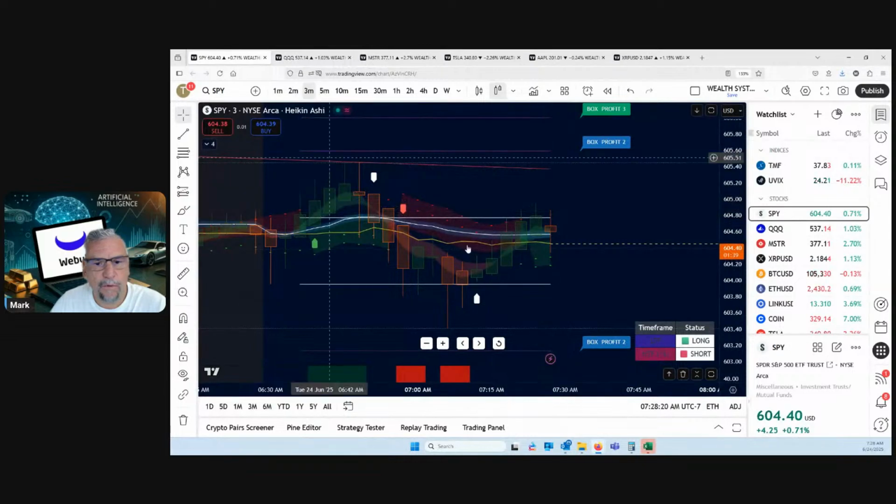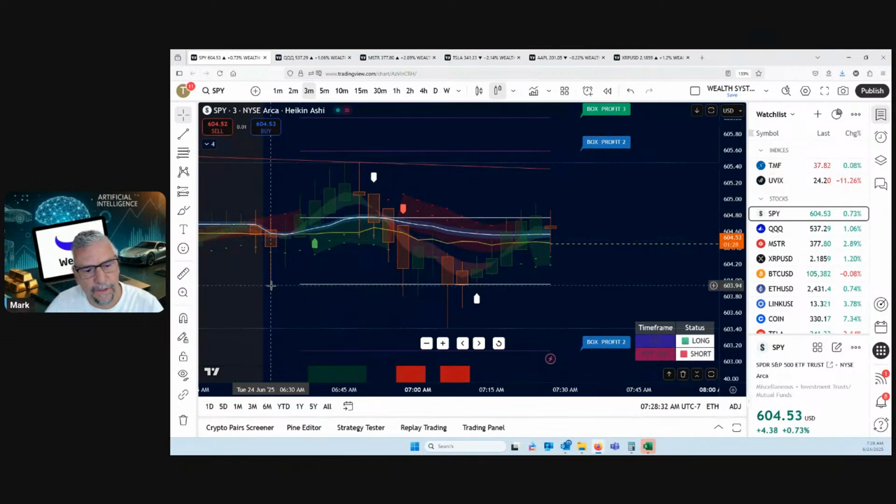So again, SPY looks like we got it testing the opening high. Again, this opening high and opening low are set by the first 5 minutes. It's the low for the first 5 minutes and the high for the first 5 minutes.